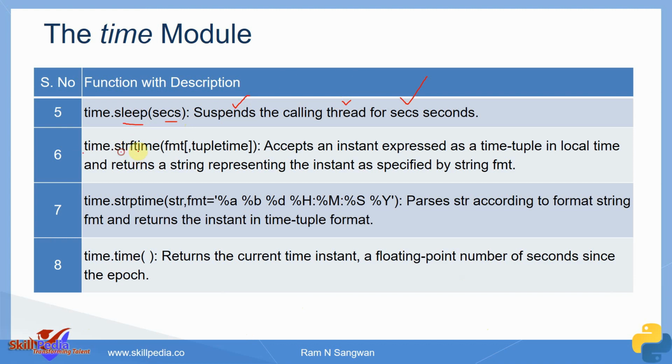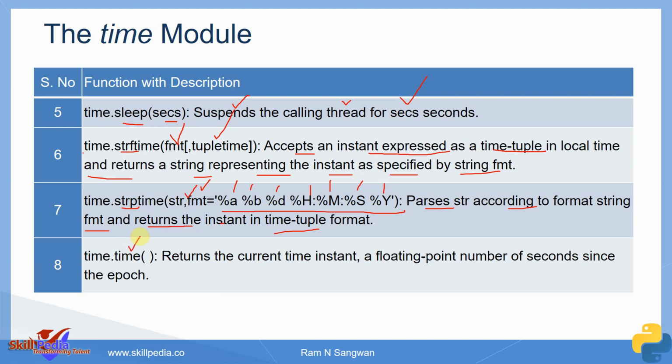Then time.strftime: that's the format you want to specify, in which format you want to display, and then the time tuple. It accepts an instant expressed as a time tuple in local time and returns a string representing the instant as specified by the string format. Then we have strptime(string, format). You specify the format string you are passing, like %a, %b, %d, %H, minutes, seconds, years. So it parses the string according to the format fmt and returns the instant in time tuple format.